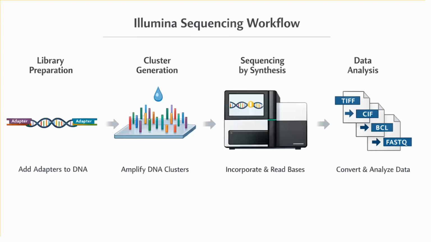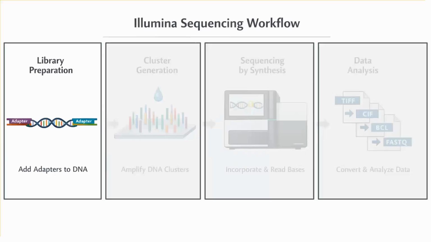Finally, primary data analysis begins. This is where raw imaging data in the form of TIFF files are processed and converted into CIF files containing intensities, and then into BCL files containing base calls and quality scores. These BCL files are then converted into FASTQ files for downstream bioinformatics analysis. We will go into details for each of the four steps of the sequencing workflow.